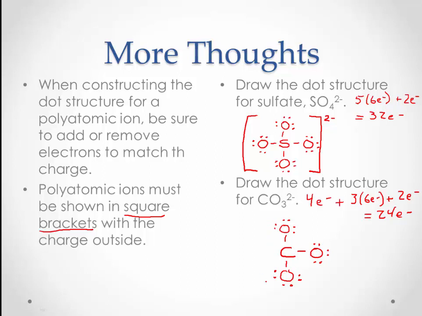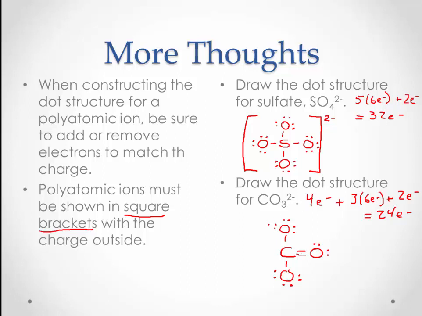The oxygens all have 8 around them. But this carbon only has 2, 4, 6 valence electrons. So we've distributed all of them, but we don't have a stable octet around the carbon. That means we need to add 1 double bond. So I'm going to just move 1 pair, and it doesn't actually matter which oxygen I take them off of, and change that into a double bond.